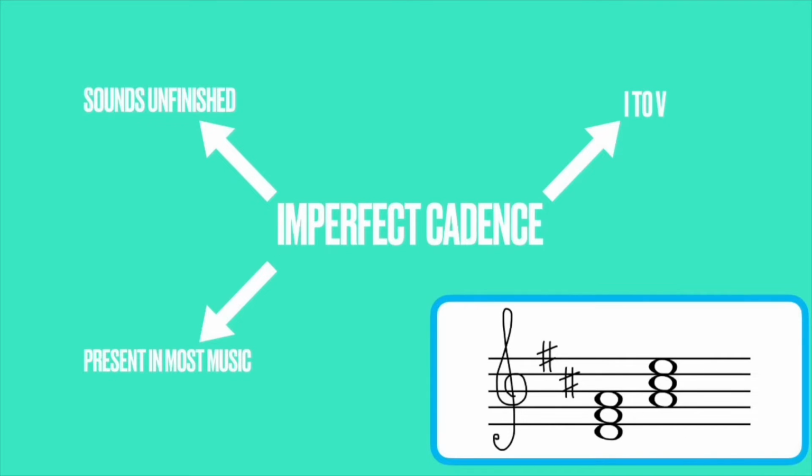The next most common cadence is the imperfect cadence. This is a flip on the perfect cadence, goes from chord 1 to 5, which is the tonic to the dominant. This again is present in most music and often ends phrases. However, it wouldn't usually end a piece of music altogether because it can leave the listener feeling slightly uncomfortable due to the fact that it sounds unfinished, like you're expecting the tonic to be played again. For example, in D major, this would be D to A.